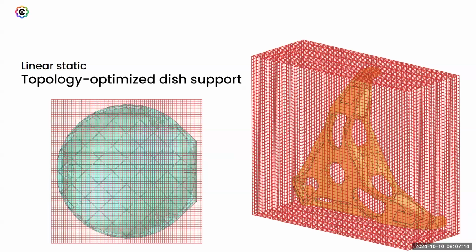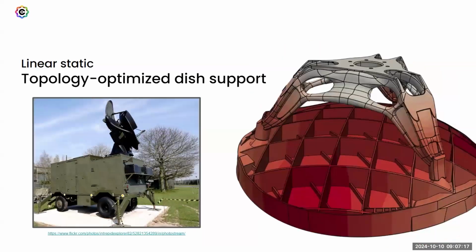Should also note that this is an assembly, and this is for a natural frequency extraction, so it has tie constraints that tie the support to the dish.